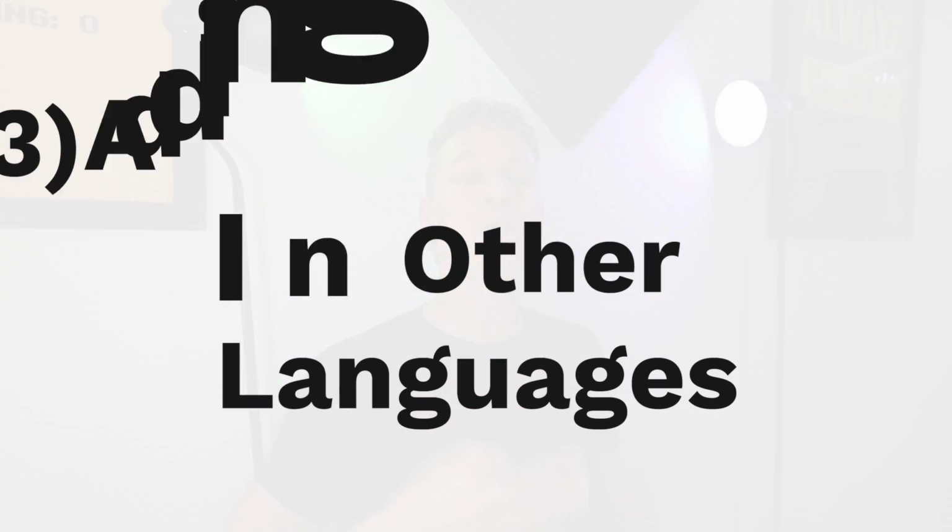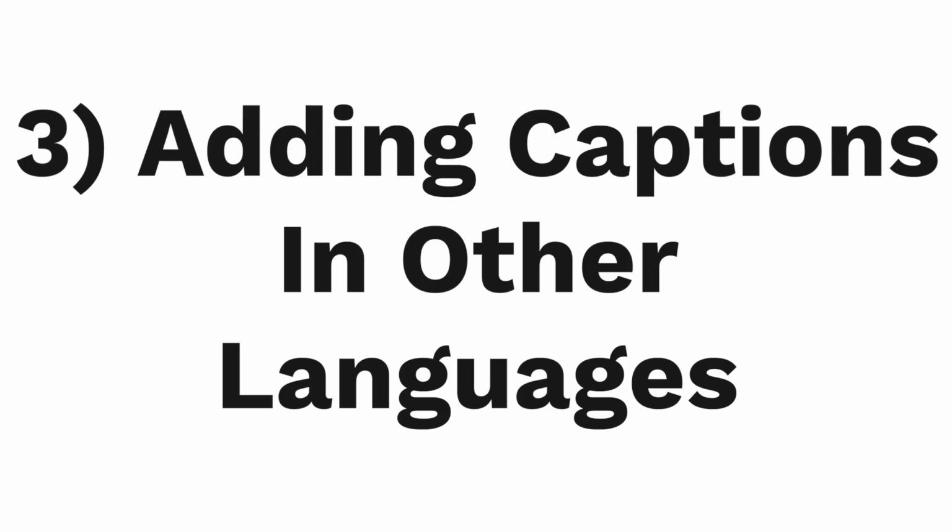Editing hack number 3 is going to be adding captions in other languages. So we just went over how you can dub your videos into a completely different language. Now we are going to do something where we're not going to have to actually dub the video, but we can just add captions in another language that we want to add them in. So it's going to be a very simple process. Then this is how you're going to do it.